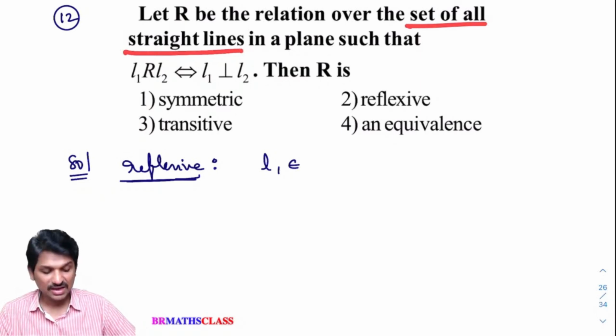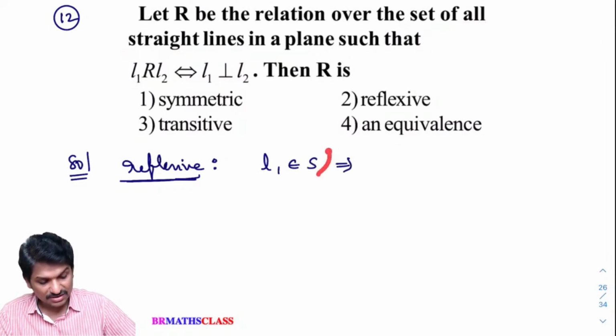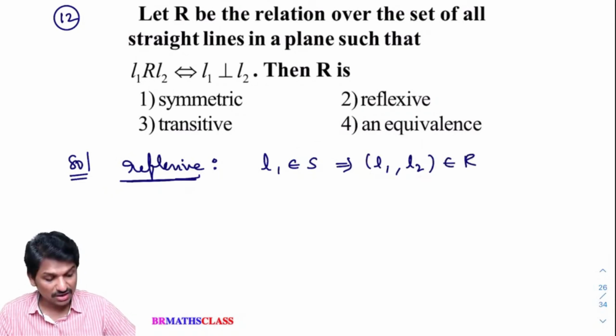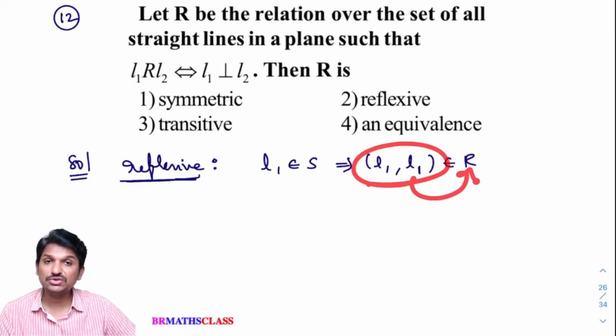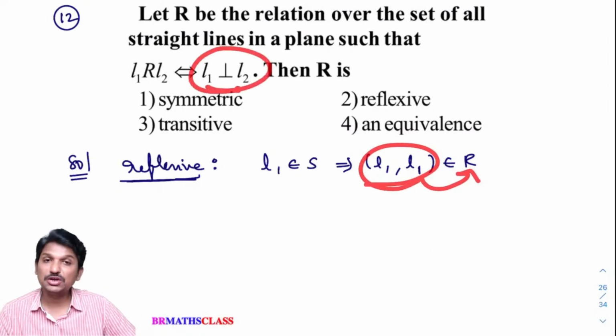Now I'll name the set of all straight lines as S. My question is whether the ordered pair L1 comma L1 belongs to this relation. You need to check when L1 comma L1 belongs to this relation. That holds when L1 is perpendicular to L1, then we say that L1 comma L1 belongs to the relation.